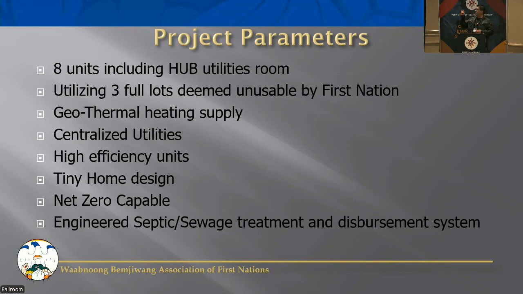So we utilized 3 full lots and they were deemed unusable by the First Nation. Geothermal heating supply. So we have a geothermal field. Centralized units, like we talked about, that hub. High efficiency units. So we built the whole thing from SIPs, right from the foundation. SIPs are structural insulated panels, which are essentially 2 pieces of plywood with polystyrene foam in between.